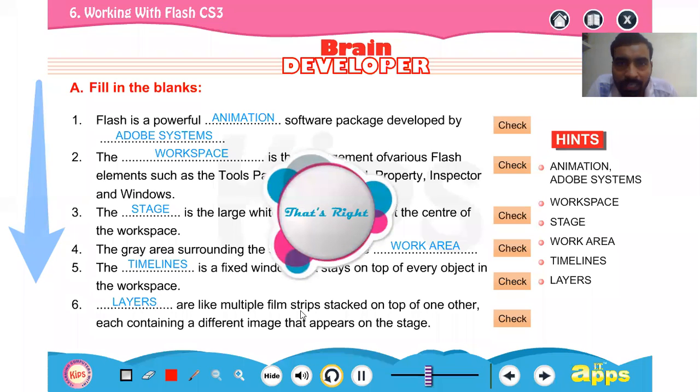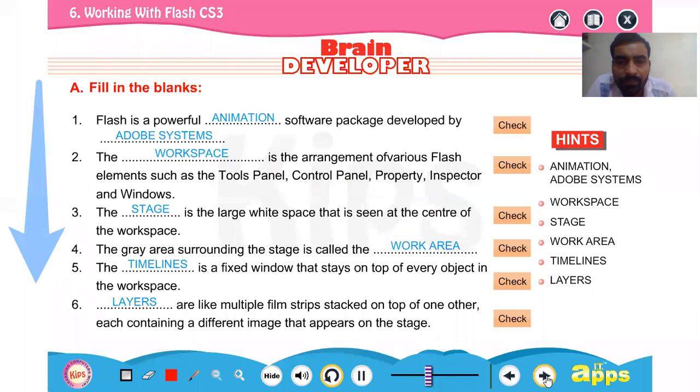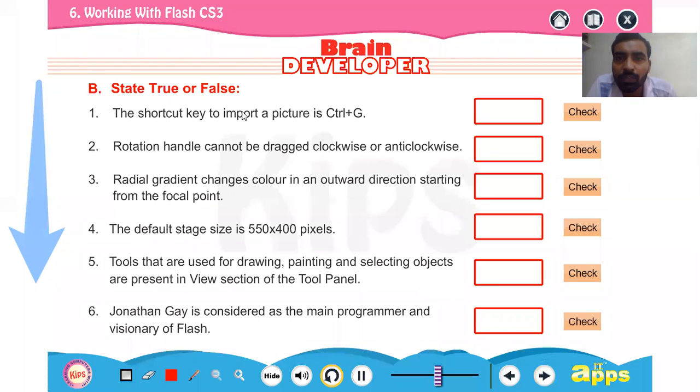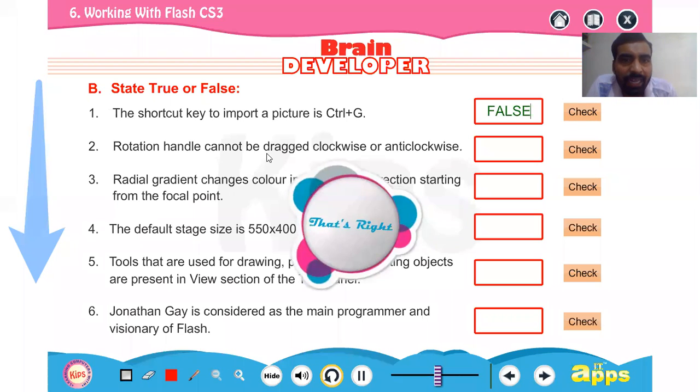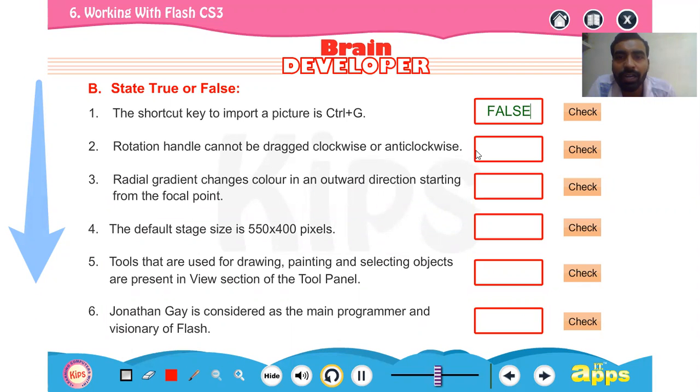So this is about fill in the blanks. Let us see the next. State true or false. The shortcut key to import a picture is Control G. It is false. Next, rotation handle cannot be dragged clockwise or anti-clockwise. False.